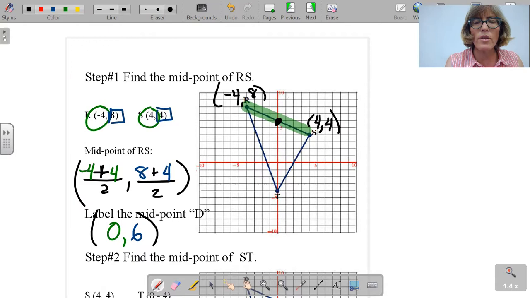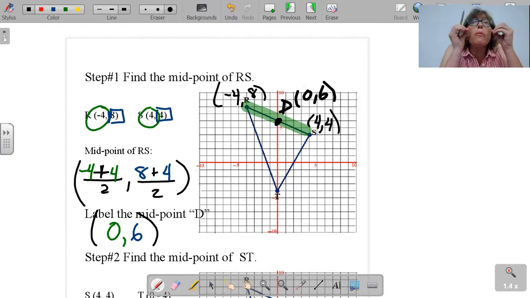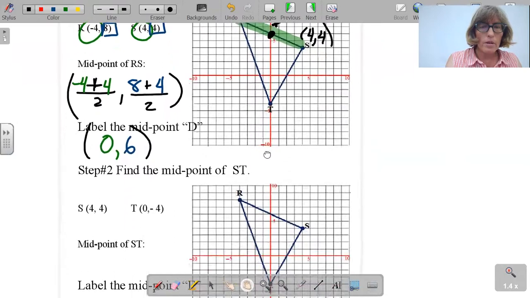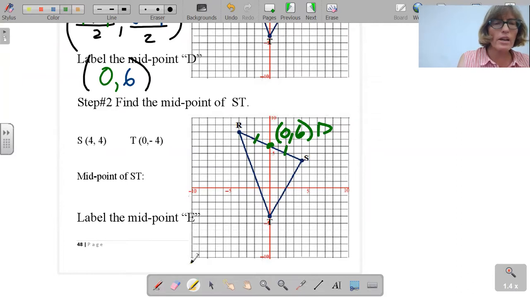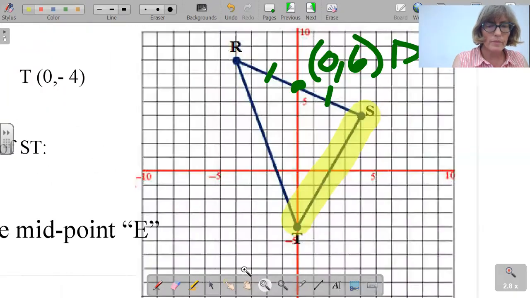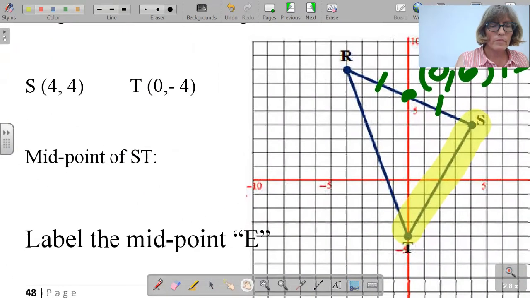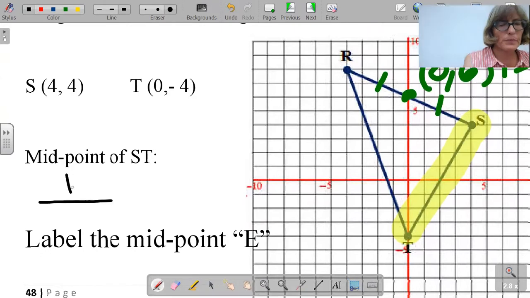So we have just proven that the actual midpoint is (0, 6), which is right there. That's point D, and it is (0, 6). And we showed mathematically that the midpoint equation has the meaning of middle. Got it? All right. So we proved mathematically that (0, 6), point D, is a midpoint there. Now we're going to find the midpoint going this way, ST. Make your template.